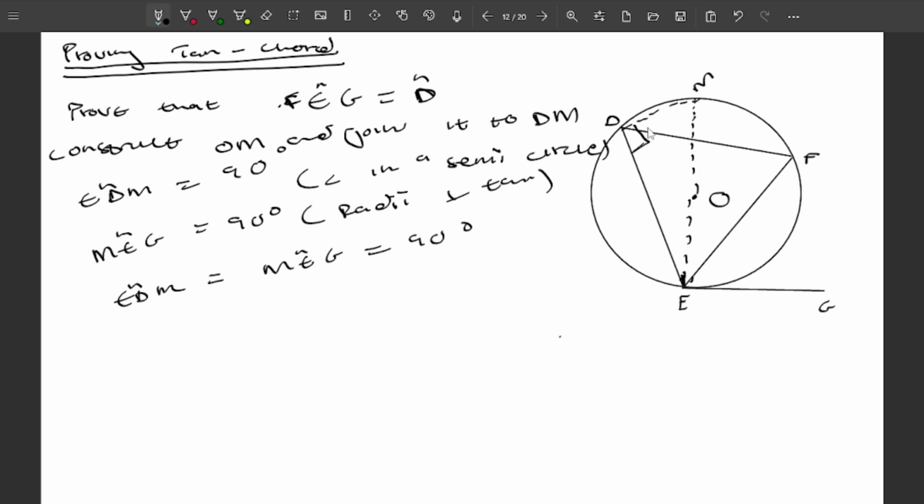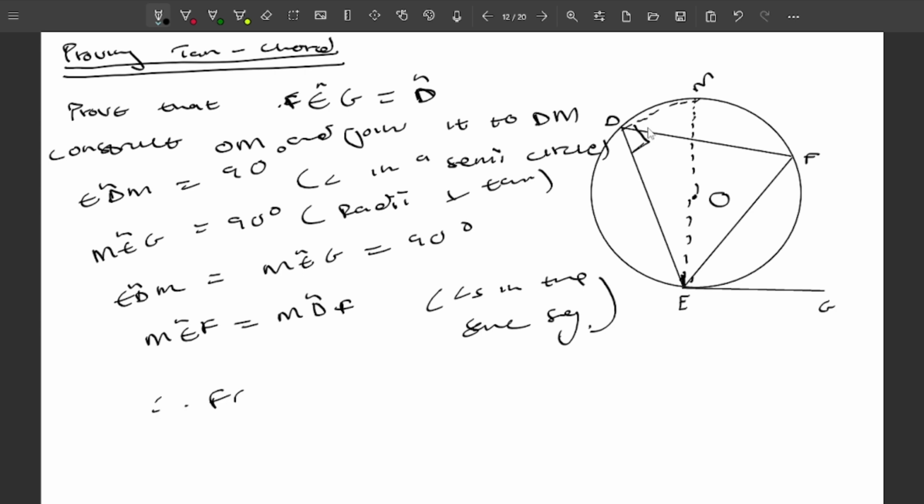Then this means that MEF is equal to MDF, angles in the same segment. And just like that, angle FEG equals angle D, and we have proved the Tan-Chord theorem.